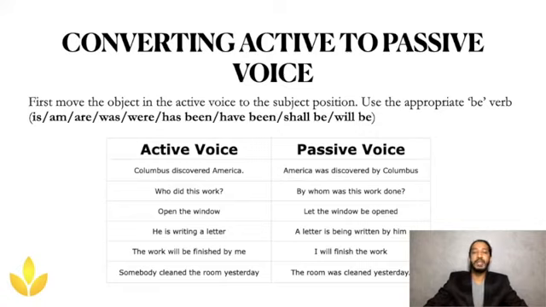So these are just different tenses of the same verb, be. Whatever is being implemented here changes according to what tense the sentence is written in. So here are certain examples, a comparison for you to understand between active and passive voices. Columbus discovered America. America was discovered by Columbus. Similarly, who did this work? By whom was this work done? Open the window. Let the window be opened.